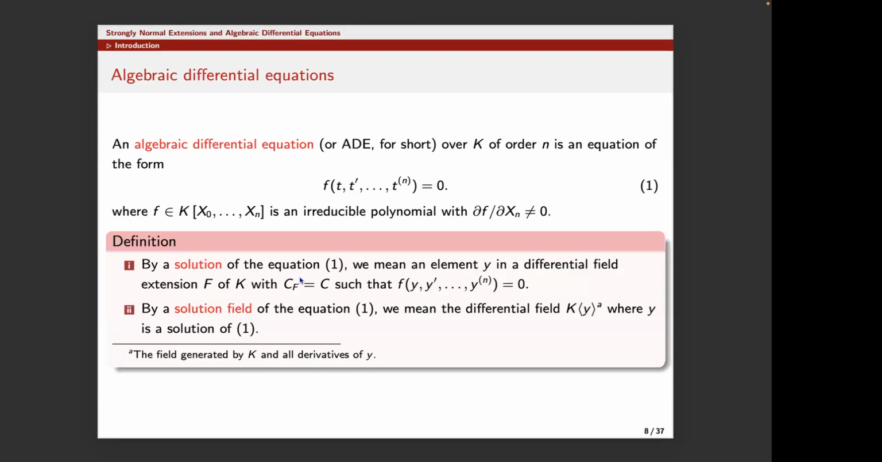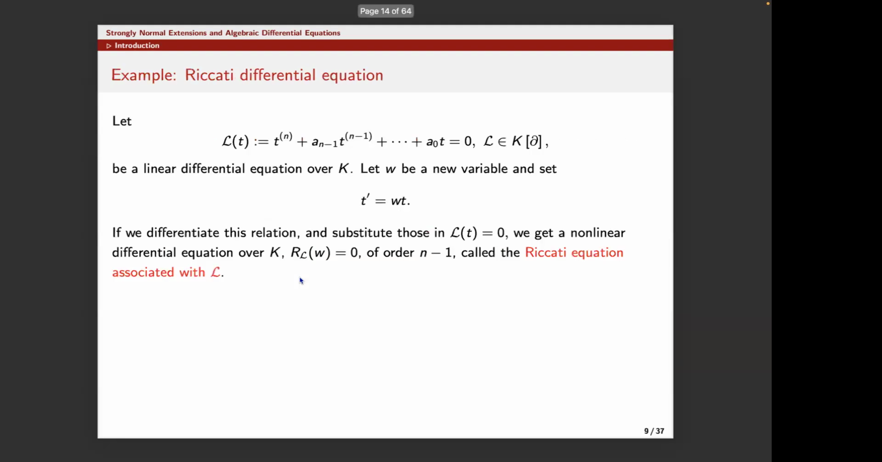And by a solution of the equation, we mean an element y in a differential field extension F of K with the same constants, C_F equals C, where C is the field of constants of K, such that it satisfies the equation. And by a solution field, we mean a differential field generated by a solution of the equation. So it's K angle bracket y, that means the field generated by K and all its derivatives.